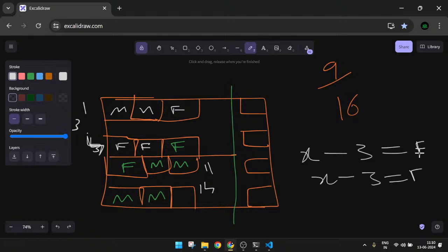I'm fed up. I think I'm bored now. It's okay. I'll try to complete this algorithm a little bit, not too much. I hope I'm live. Yes, I am. Okay. X minus 3 will get who's sitting in front of it.